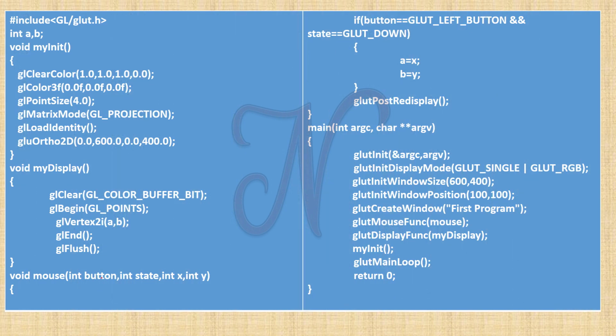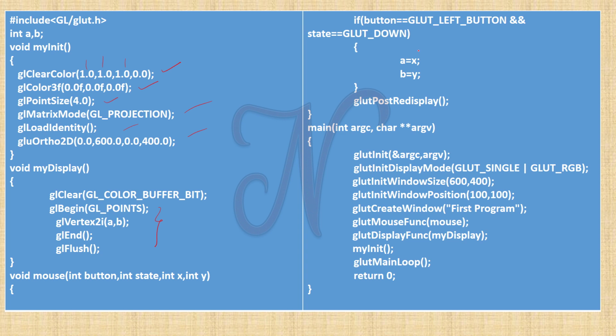See here, this is one example. In my init we set the color. My color is RGB 1, so this is your clear color, meaning the background is white, and your drawing color is black. Point size is 4.0. This is your matrix mode, identity, then gluOrtho2D. Here we display 1 point. See here we draw 1 point.